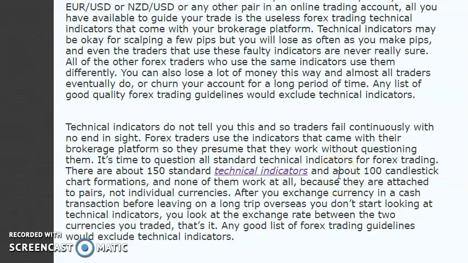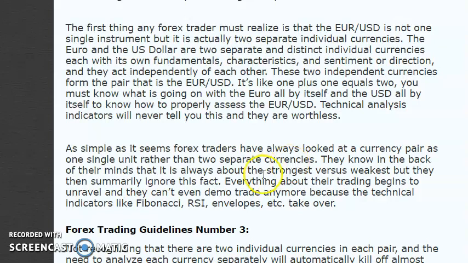So after you exchange currency, nobody looks at technical indicators. If you do a cash transaction, all they'd look at is the exchange rate, and the only thing that matters is whether the base currency is strengthening or weakening and the cross currency is strengthening or weakening on a cash transaction, and it's the same exact thing on an online transaction. So it's a very simple concept.